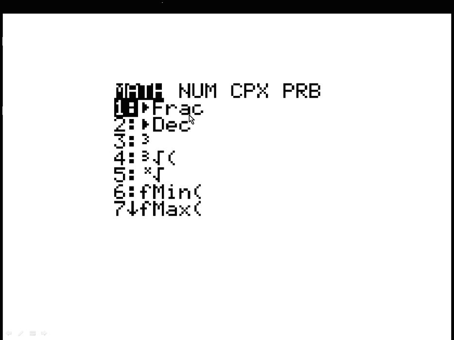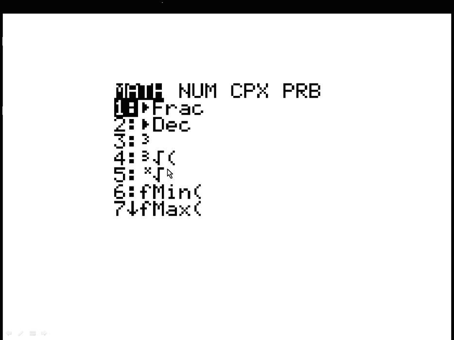Okay, the first one is how you make the last calculation go to a fraction. This is making the fraction go to a decimal. This is actually taking it to the third power. So that's the cubed. This is the cube root. And notice it opens a parenthesis. This is the nth root. The TI-83/84 calls it the xth root.